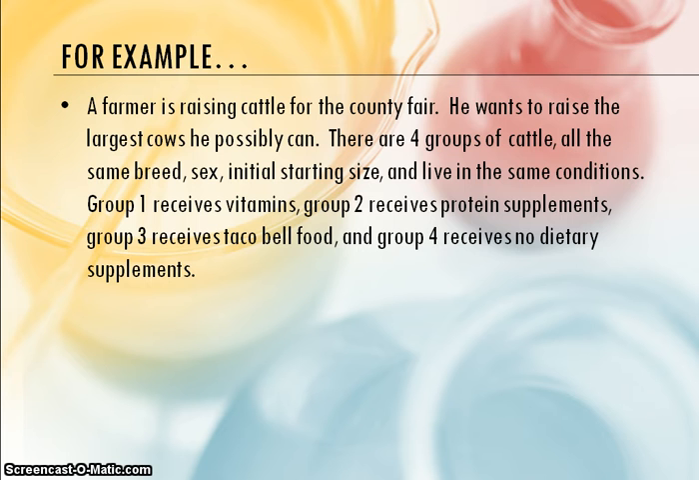Now here's an example. A farmer's raising cattle for the county fair, and wants to raise the largest cows he possibly can. There are 4 groups of cattle, all same sex, individual starting size, breed. They live in the same conditions. There are 4 groups. Group 1 gets vitamins, Group 2 gets protein, Group 3 gets Taco Bell food, and Group 4 receives no dietary supplement.